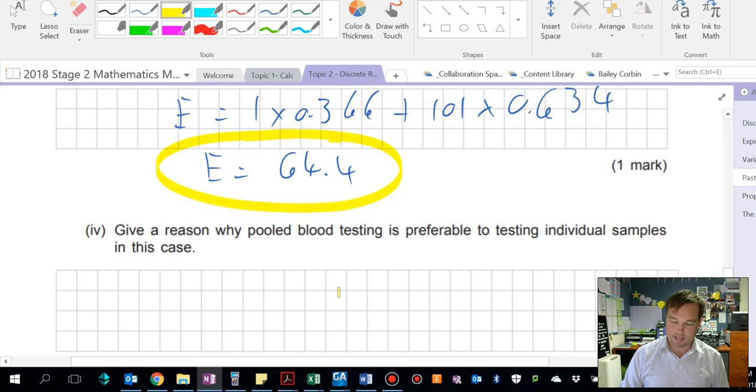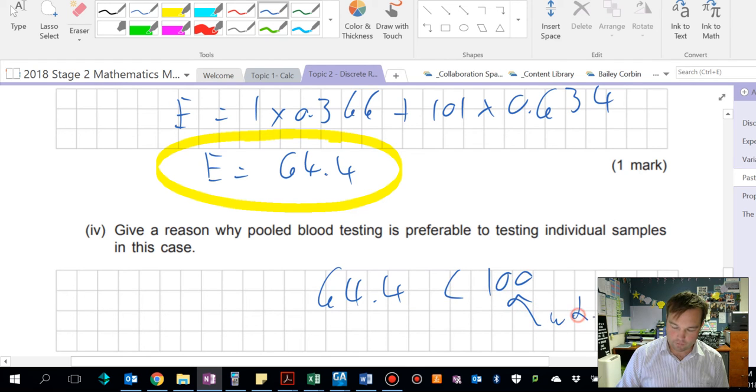So to give a reason here, you would have to write out a nice sentence, but essentially the sentence is going to end up saying 64.4 is less than 100, and that would be without pooled testing. Have fun reading that.